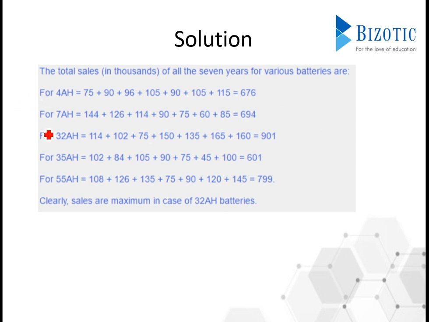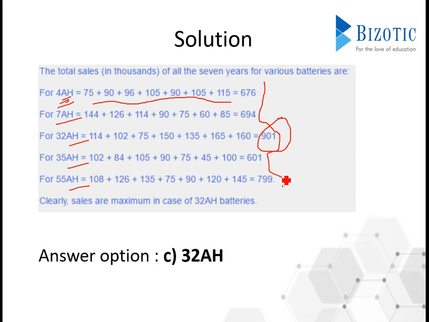Here this explains the total number of batteries sold of capacity 4Ah, and then 7Ah, 32Ah, 35Ah, 55Ah. After doing this quick calculation, just look at which one has the highest total, which is 901. So very obviously, 32Ah batteries have been sold in the maximum number. This will give you the right answer, option C. And now let's move on to question number 3.